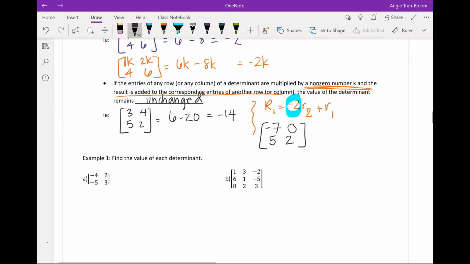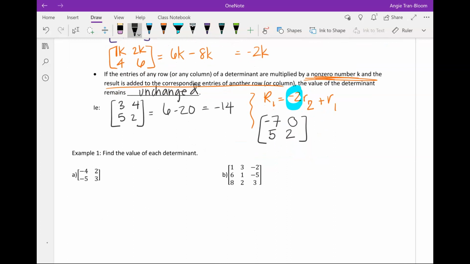If you don't get that, speak up, because we take negative 2 times row 2, which is 5. Would you guys agree? Negative 2 times 5 is negative 10. Add row 1, which is 3. So that's negative 7. Same thing with the second one. Negative 2 times 2 is negative 4. Negative 4 plus 4 is now 0.